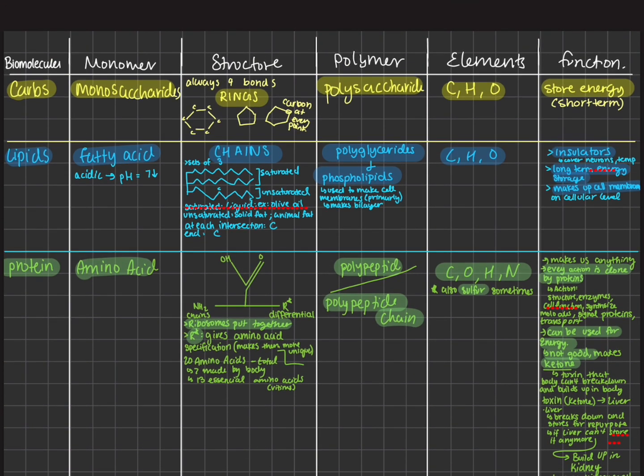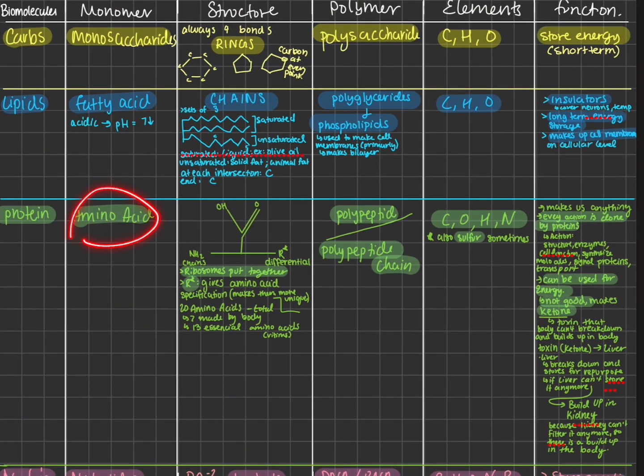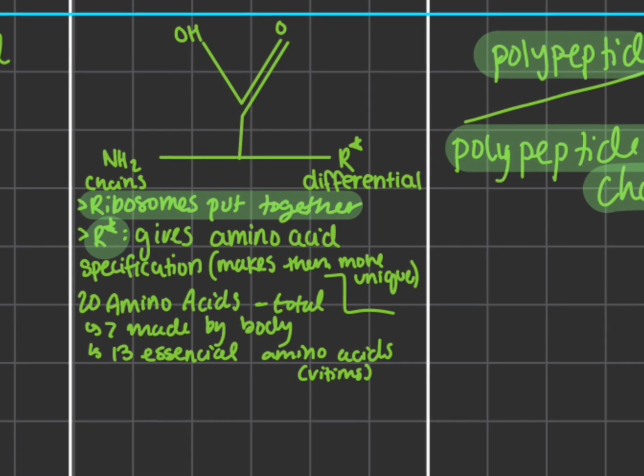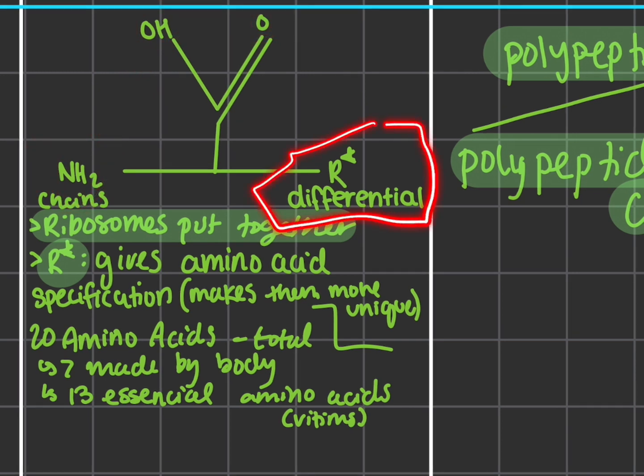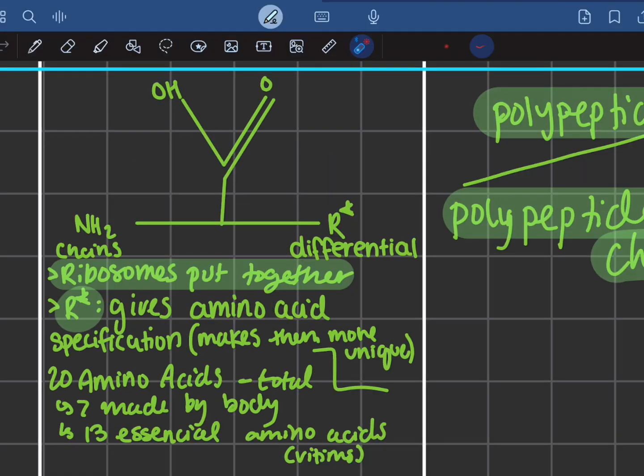As for proteins, they are made of the monomer amino acids, and their structure looks something like this, where they have oxygen, OH, NH2. But over here, this is special because this R with the star on it acts like a variable, because it gives the amino acid specification. Whatever type of R there is, it will make it unique. It'll give it a different identity. So think of this as like a variable that has not been set in stone.